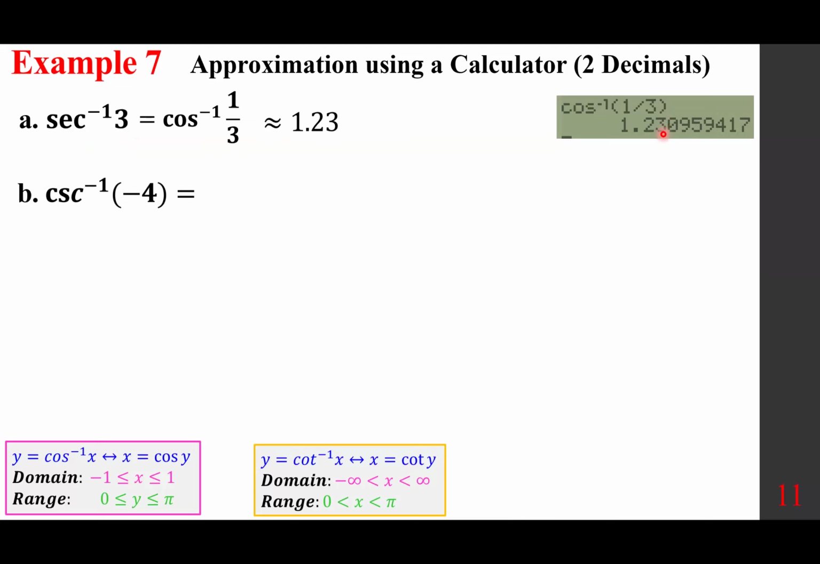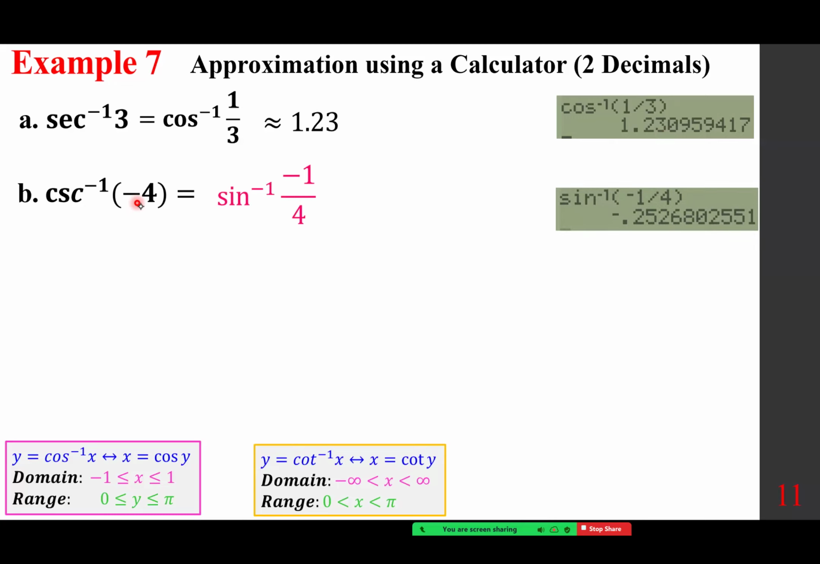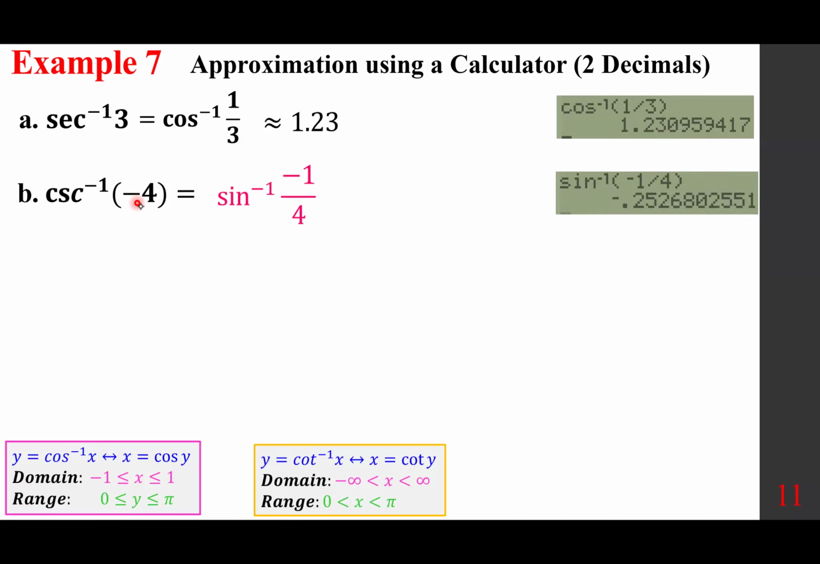Cosecant inverse of -4. We don't have a cosecant inverse key. We put it as sine inverse, and we're going to write the reciprocal of this number, -1/4. We put that into a calculator, gives us the answer, and we want 2 decimals. 5 doesn't change. -0.25.